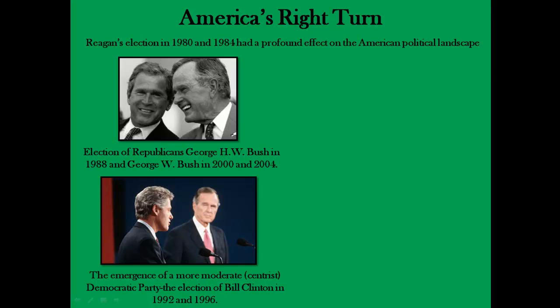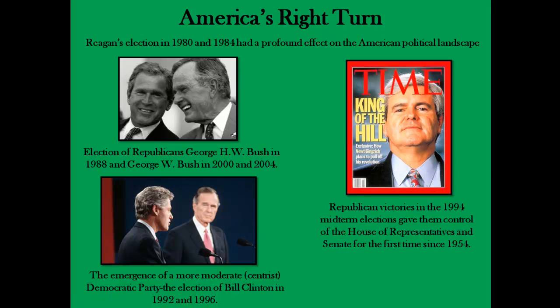Reagan conservatism would also impact the Democratic Party, as Bill Clinton would win the presidency in 1992 as a much more moderate Democrat, not liberal like those Democrats that came before him. And in 1994, Republican victories in the midterm elections gave Republicans control of the House of Representatives and Senate for the first time since the early Cold War. It was during this time that Newt Gingrich came to prominence as Speaker of the House.